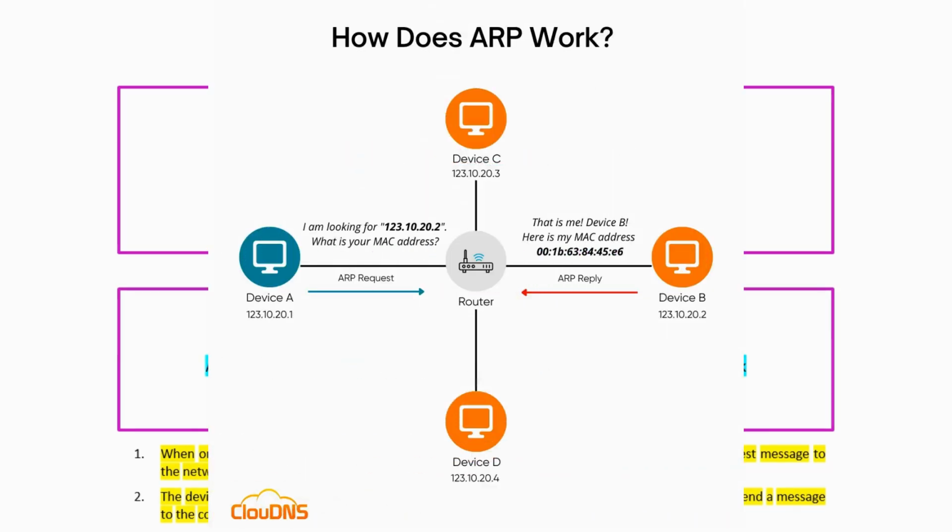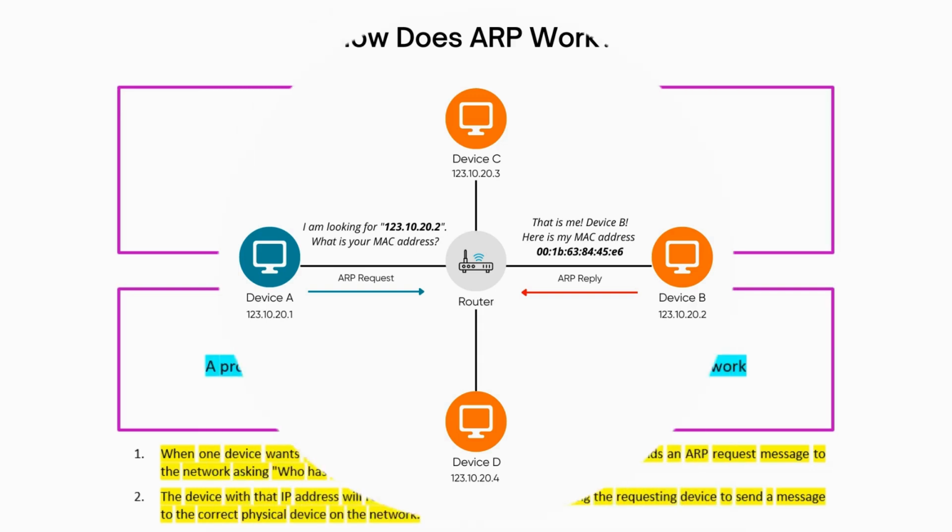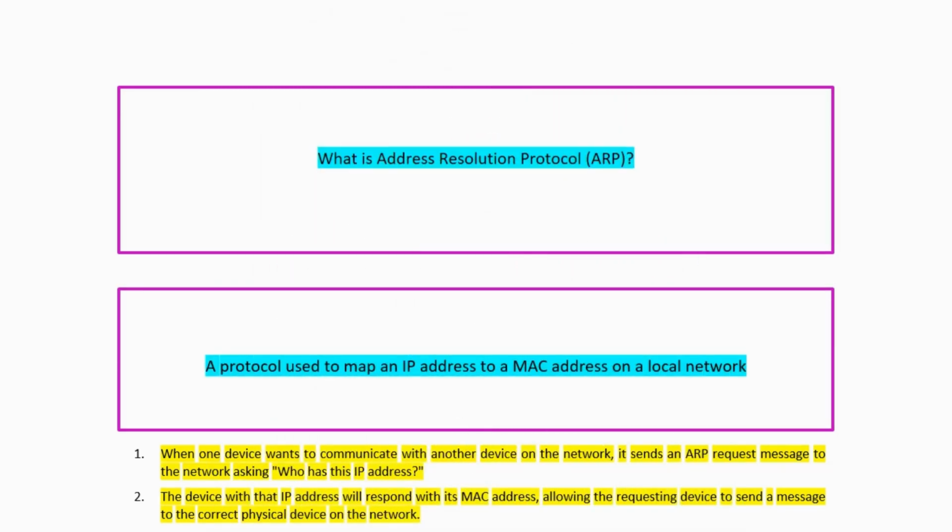This is how it works. When one device wants to communicate with another device, it sends an ARP request message to that particular network. The device with that IP address will respond with its MAC address, that is the physical address, allowing the requesting device to send a message to the correct physical device on the network.